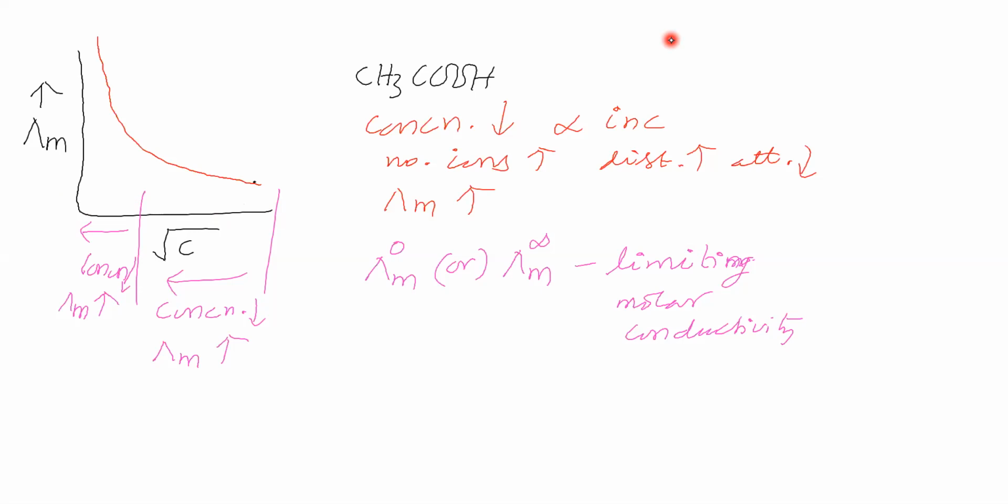So lambda m naught means molar conductivity at 0 concentration. Lambda m infinity means molar conductivity at infinitely diluted solution. Another word for it is limiting molar conductivity.